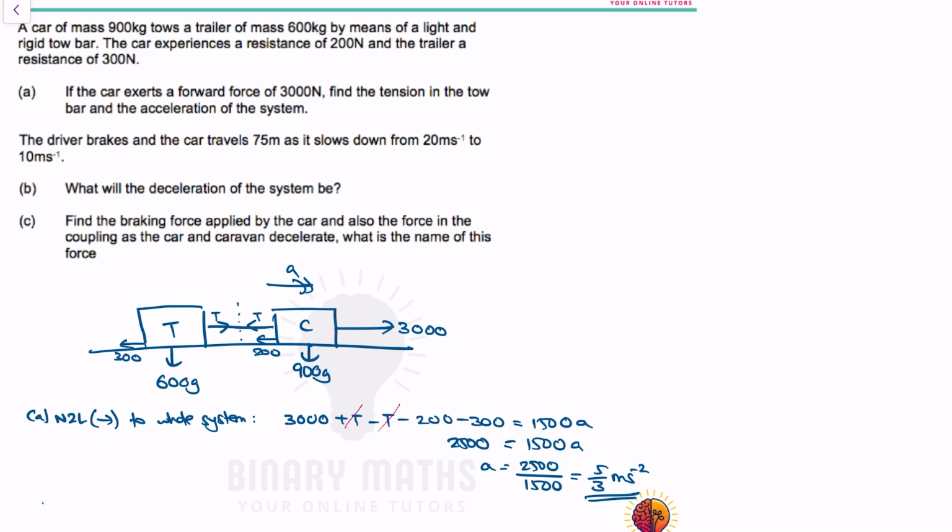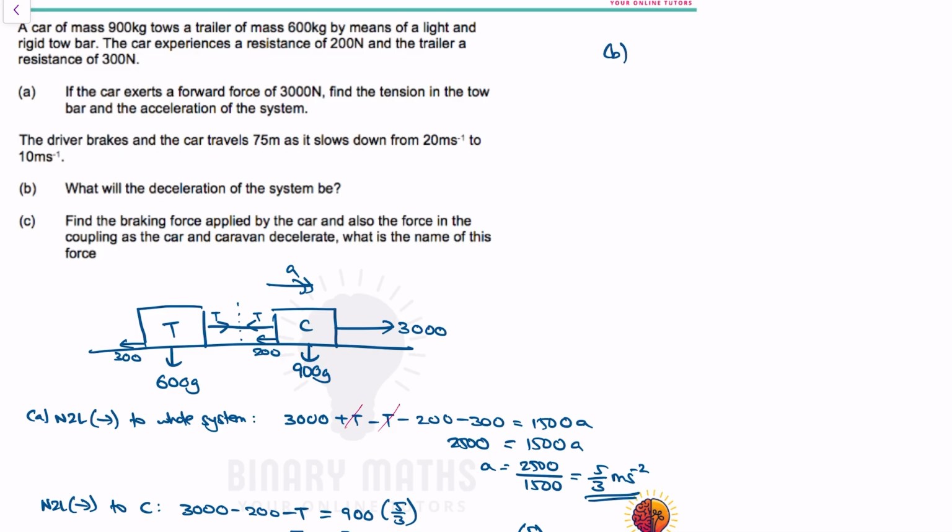So we isolate one. Newton's second law applies horizontally to the car, to C. Then we end up getting 3,000 minus 200 minus T, so forces acting forward, take away forces acting backwards, must be equal to mass, which is 900, times acceleration, which is equal to 5/3. So T must be equal to 3,000 minus 200 minus 900 times 5/3. So tension works out to be 1,300 newtons on my calculator.